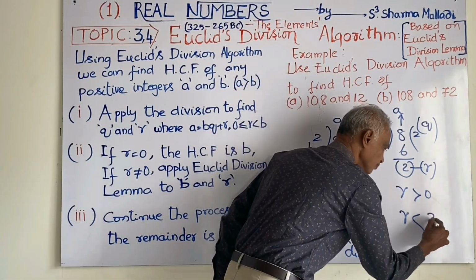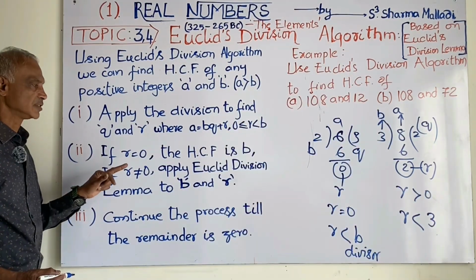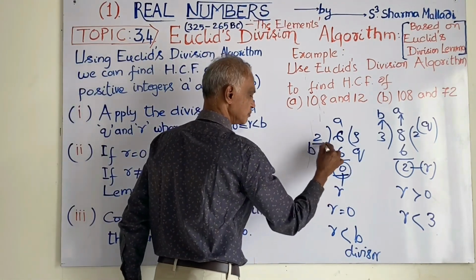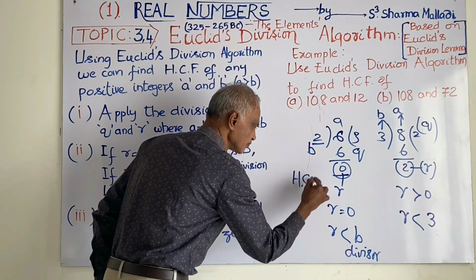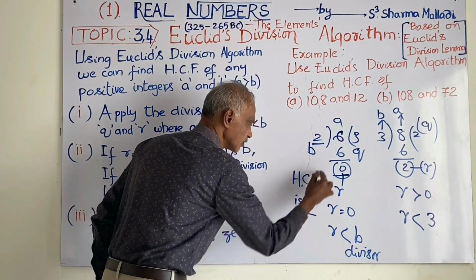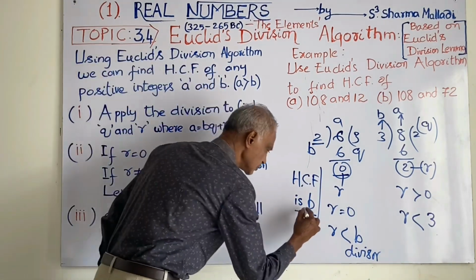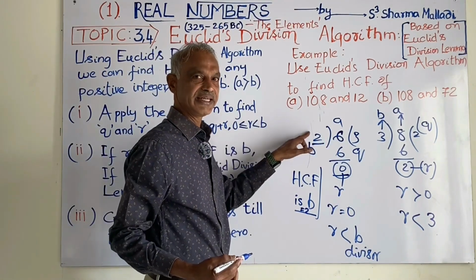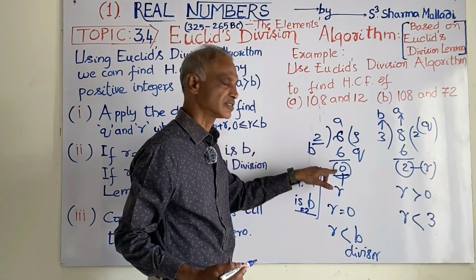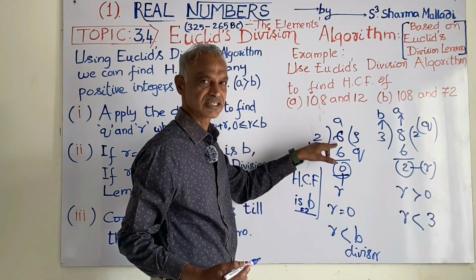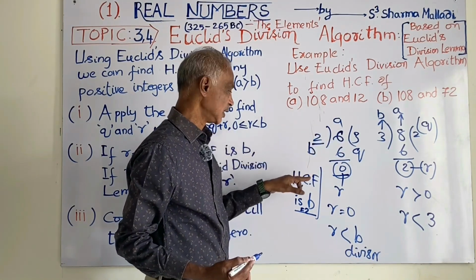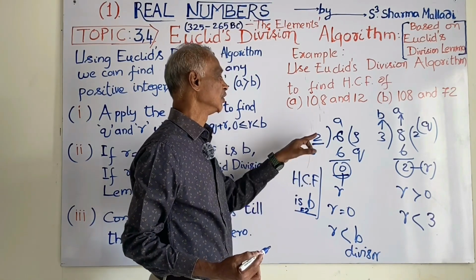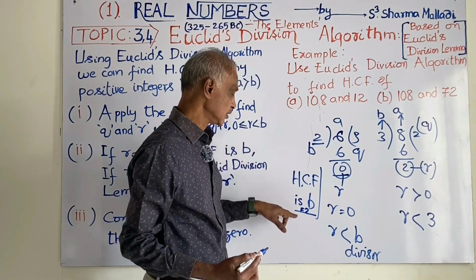Next, if R is equal to 0, the HCF is B. Here the HCF is B, which is equal to 2. Why? Because when we divide 6 by 2 it is completely divisible, and we get remainder 0. 2 is a factor of 6, and 3 is also a factor of 6. That's why the HCF of 6 and 2 is 2.